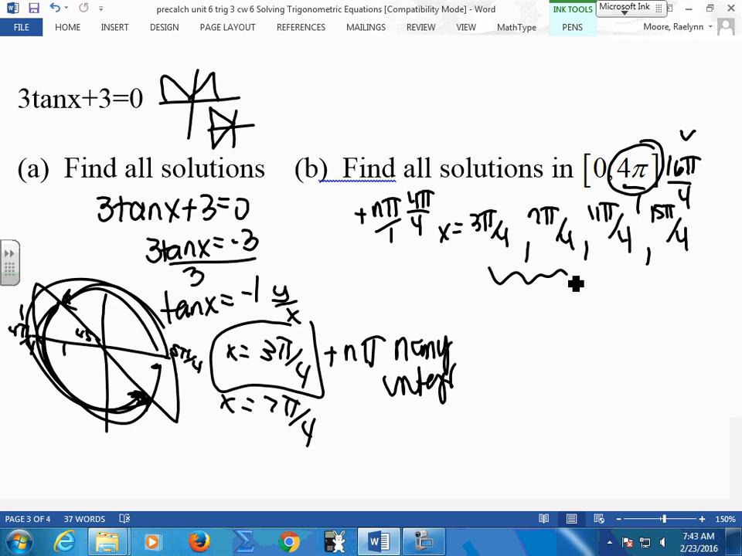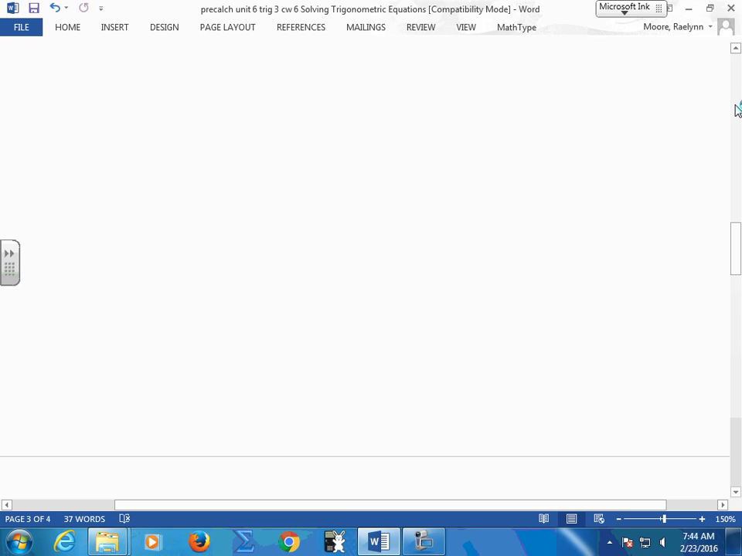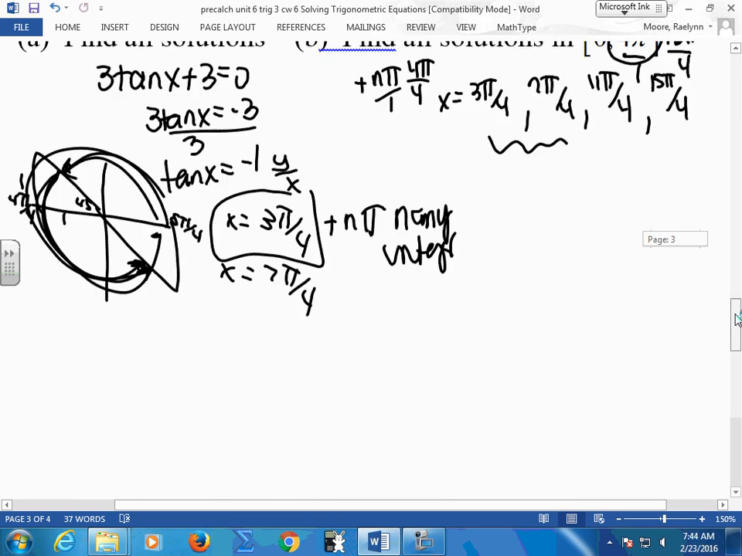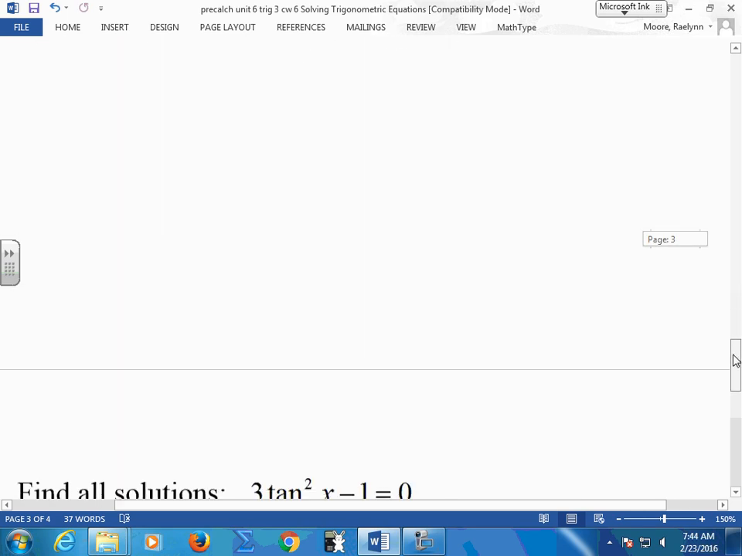Okay, one more. See if you could solve this next one. Just give me an x equals. We'll do the all solutions part.